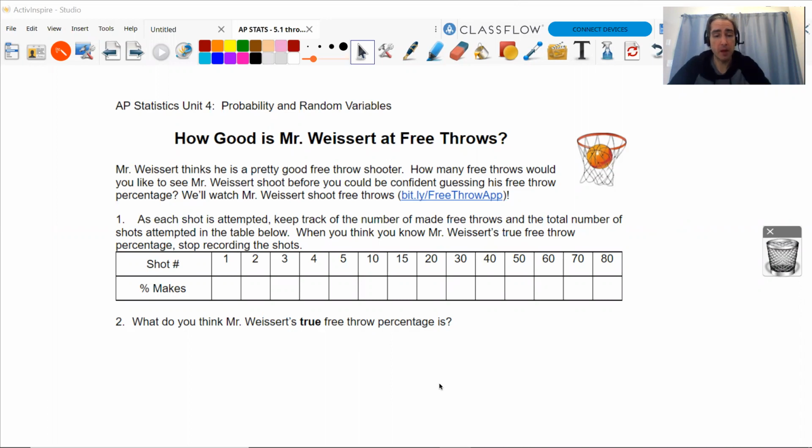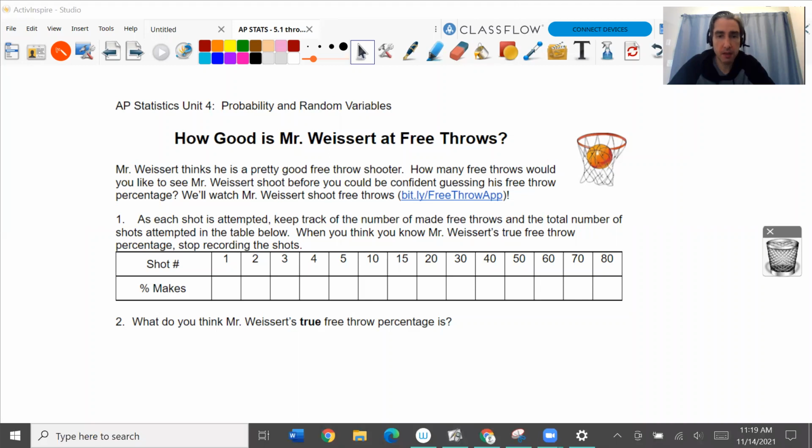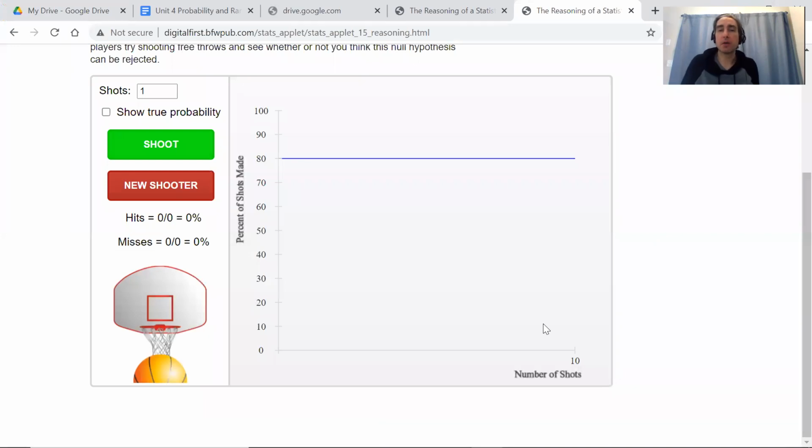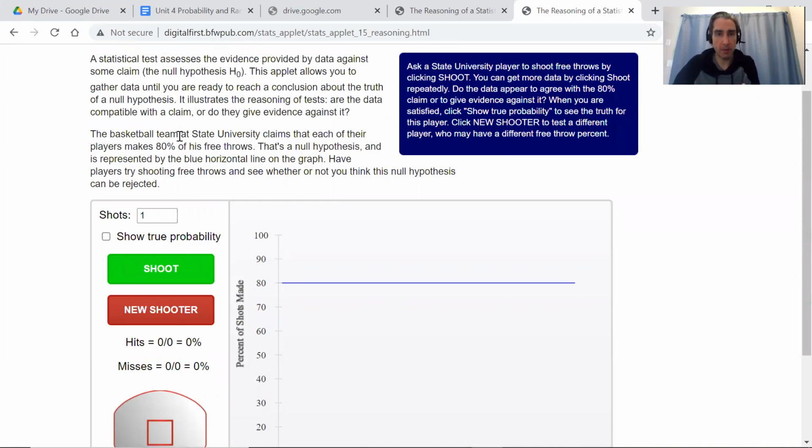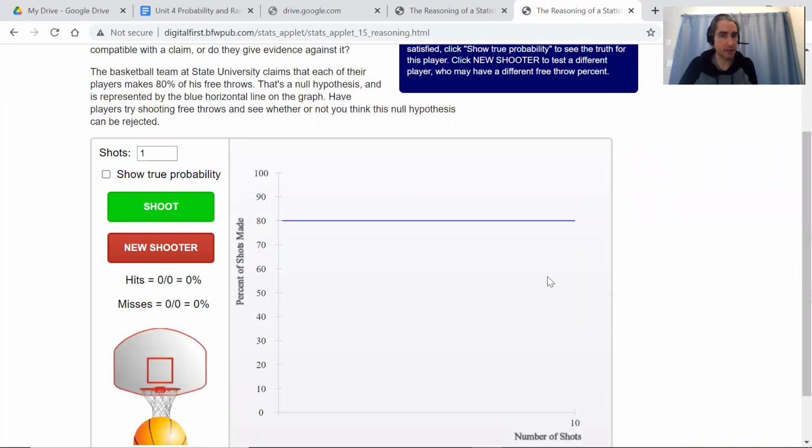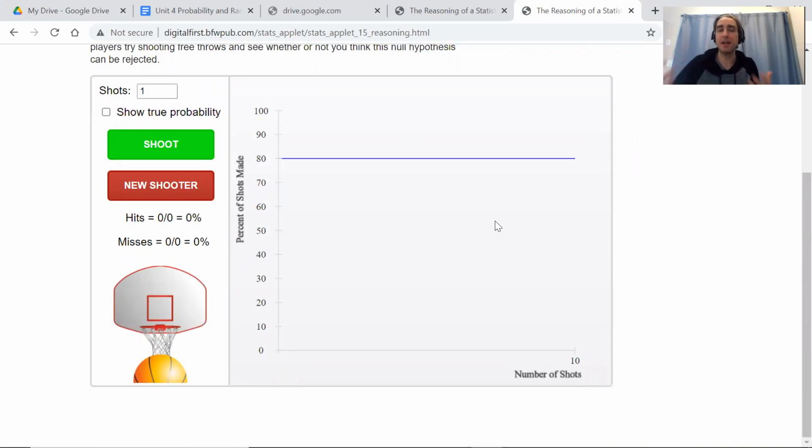So what we'll look at here is, let's see if I can pull up my app there. If you look at the free throw app here, it says the basketball team at State University claims that each of their players makes 80% of the free throws. Ignore that, because this is randomly picking what my free throw percentage is. So I actually have no idea what it is currently, but what we did in class was we kept shooting the ball, and you're going to see what happens.